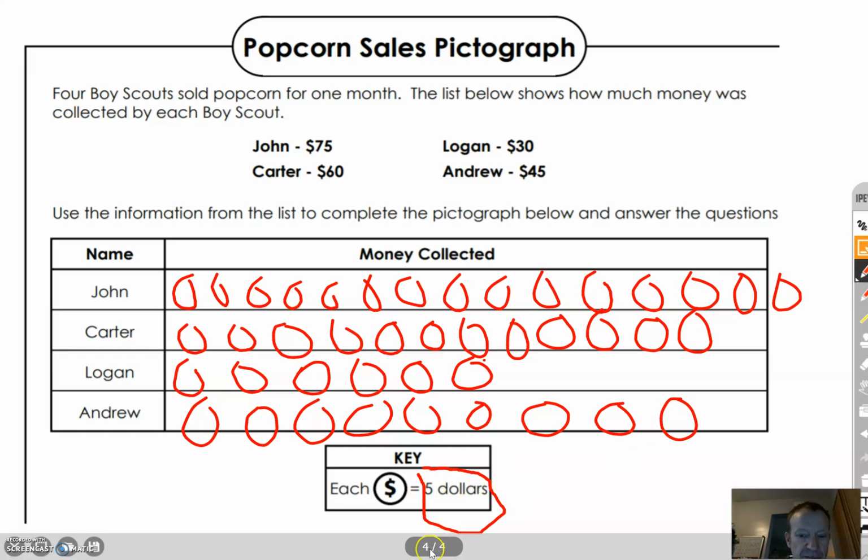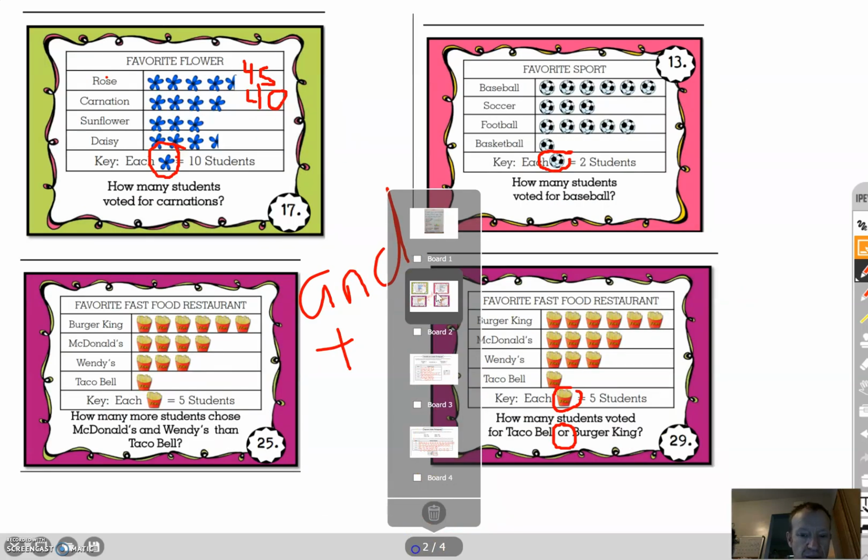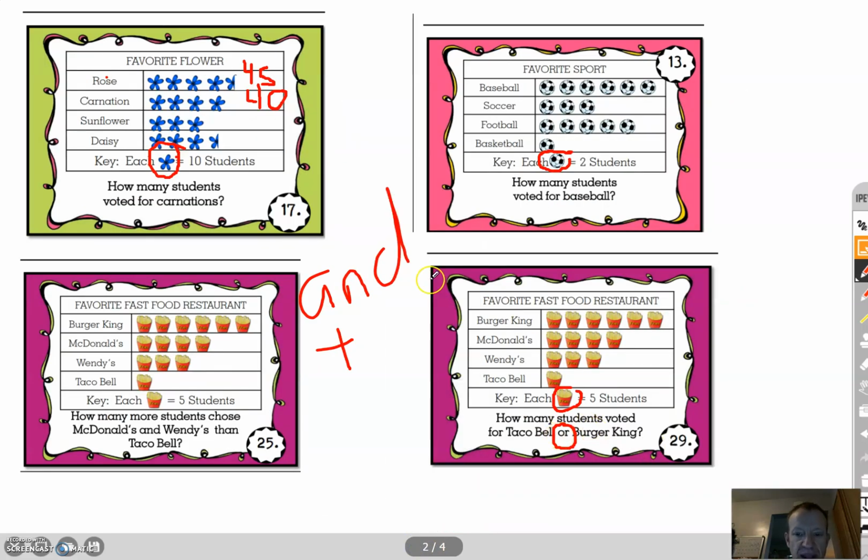Okay? So I hope you better understand how to answer questions using pictographs with the words "and" and "or," and also how to make the pictograph. Okay? Hopefully everyone's doing well, and have a great day.